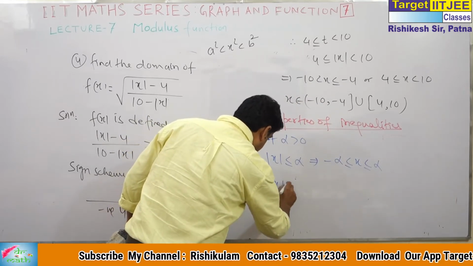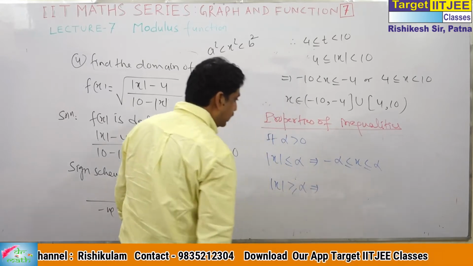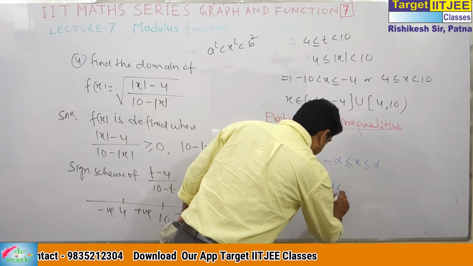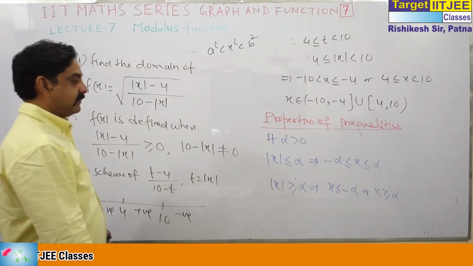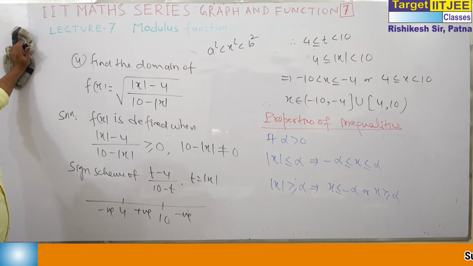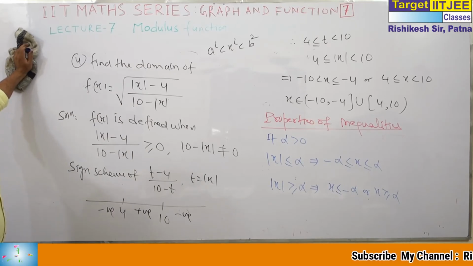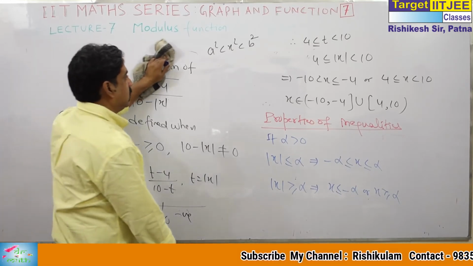And mod x greater than or equal to alpha implies what? x less than or equal to minus alpha, or x greater than or equal to alpha. How do these conditions come?